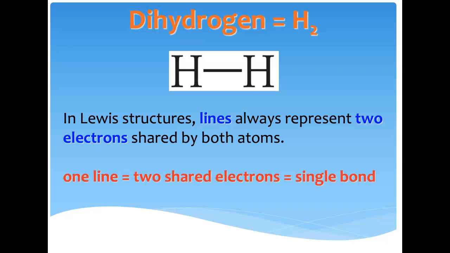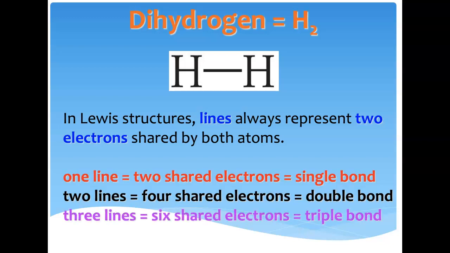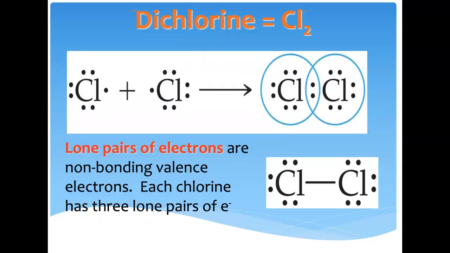If each atom was sharing 2 electrons, we would draw 2 lines for a double bond, and that would be 4 electrons shared. If there were 3 electrons being shared, we would draw 3 lines for a triple bond. And we're going to look at some of each of those.